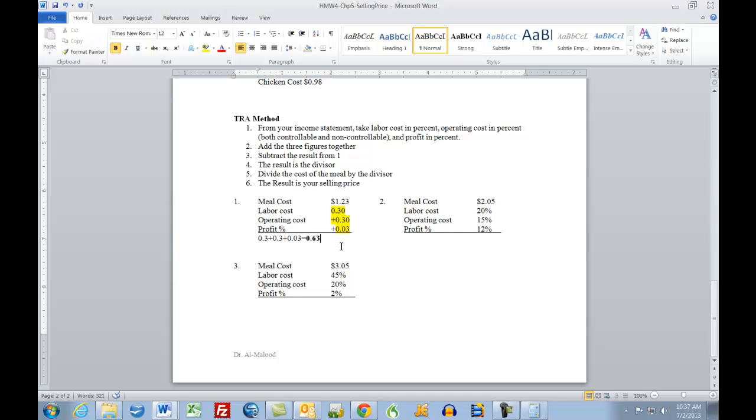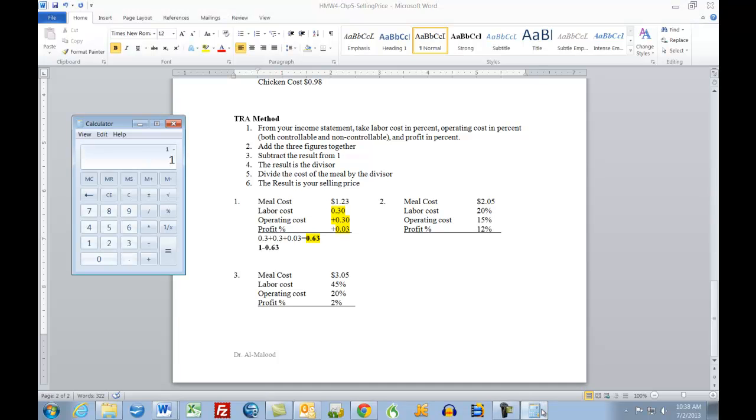Once you get your cost percentage as a decimal, what you need to do is calculate something called the divisor. Now to calculate the divisor, you need to subtract that number right there, the 0.63, from 1. So you're going to take 1 minus 0.63. Alright? So 1 minus 0.63 is going to give us 0.37. It's going to give us 0.37.